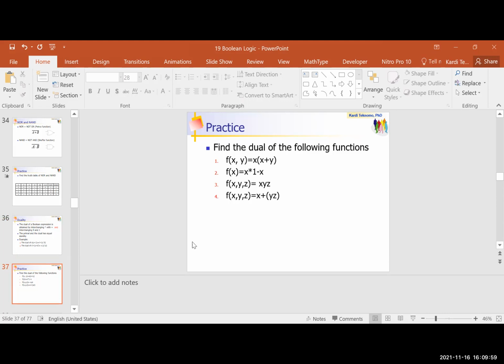Okay, practice. Who can do the dual of this? Oh, there is no answer, okay. I need 4 volunteers. Can you find the dual of number 1, number 2, number 3, number 4? If you can answer this, you can claim your presentation point.